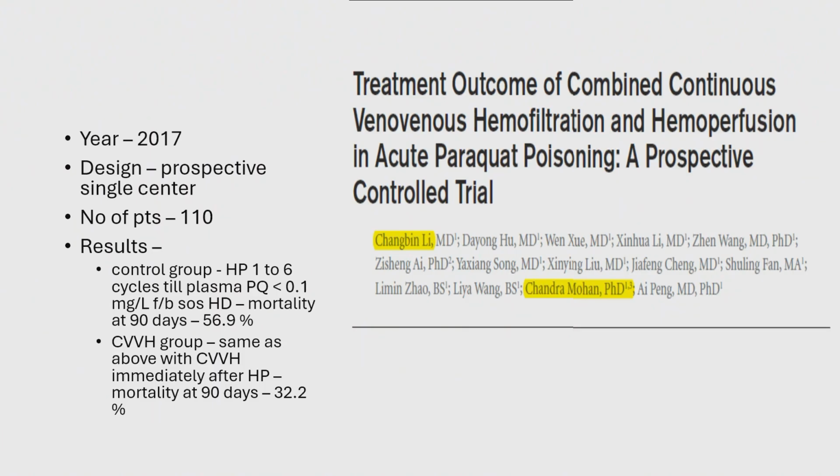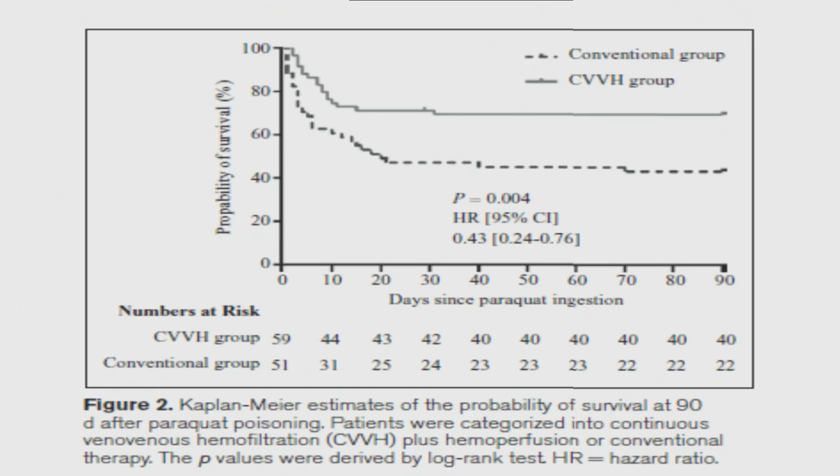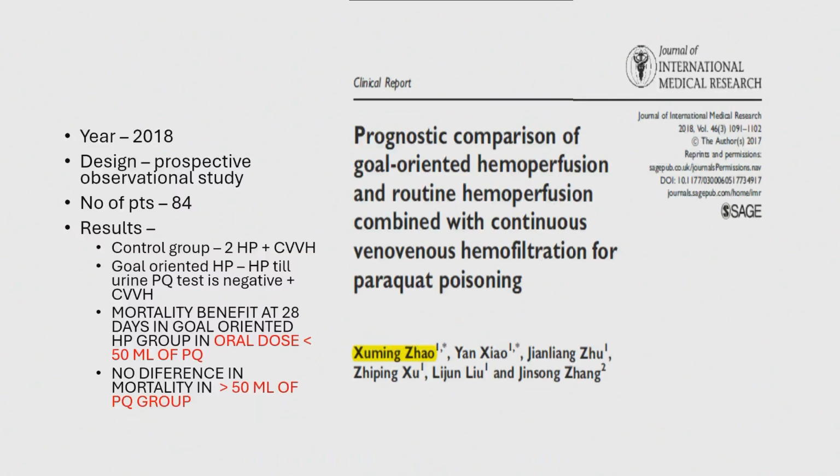Another study from China, 10 patients. They have compared hemodialysis plus CVVH with the hemoperfusion. They have done 6 cycles of hemoperfusion and then hemodialysis or CVVH. So, mortality was less with the hemoperfusion and CVVH group. You can see this in the Kaplan-Meier curve.